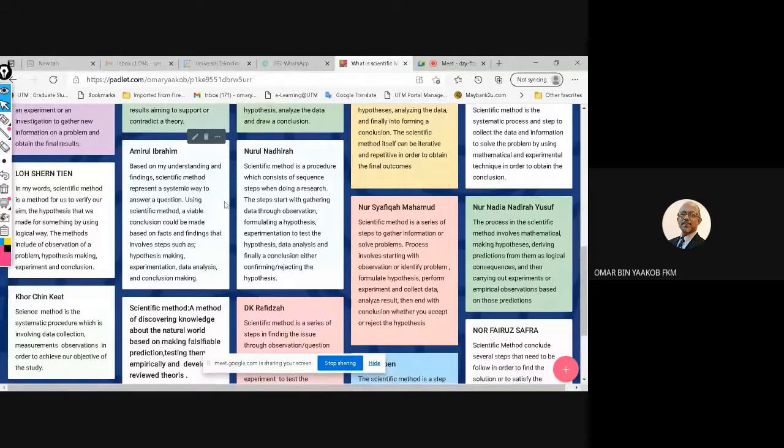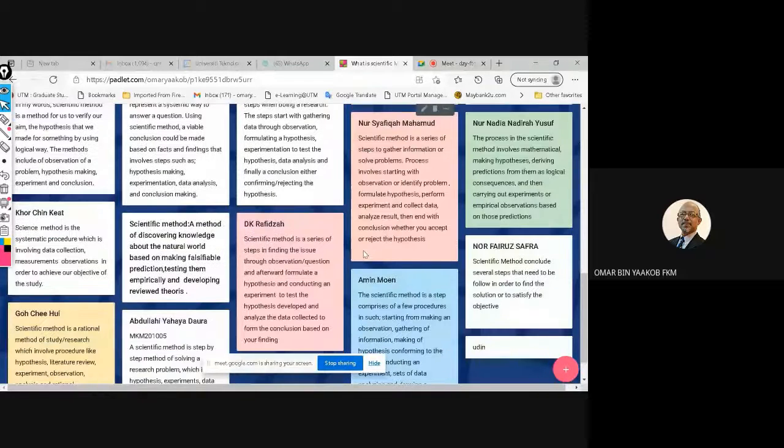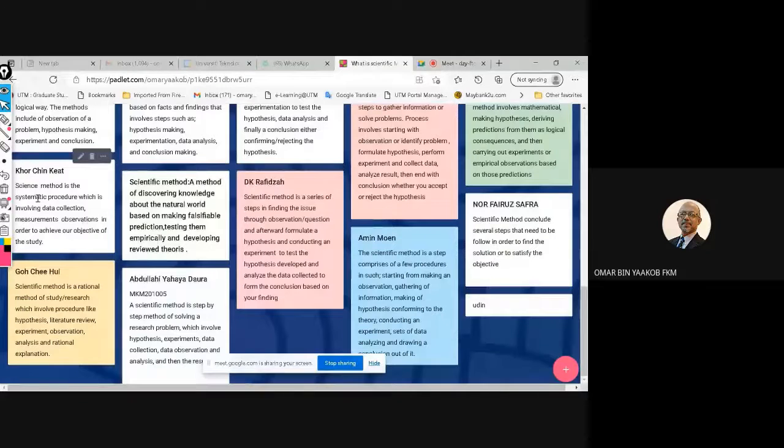Scientific method is a systematic way to answer a question. So it's a procedure that consists of a sequence of steps. You have a series of steps to gather information to solve a problem. The process of scientific method involves making a hypothesis, deriving predictions from them as logical consequences. And then the scientific method is a systematic procedure.